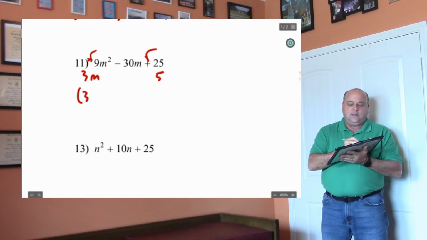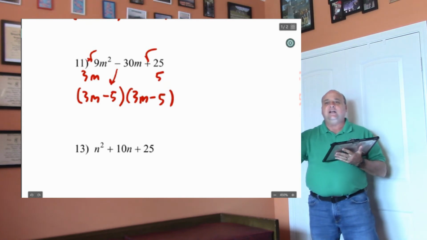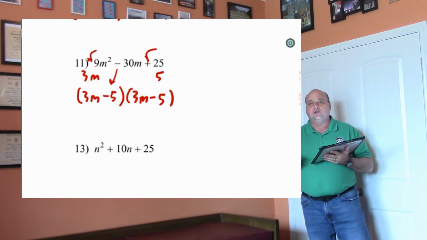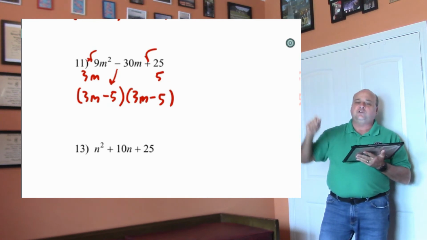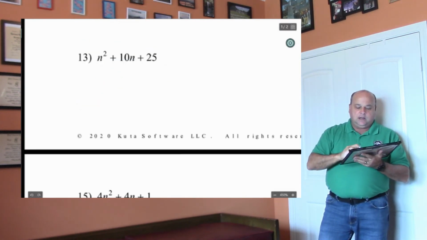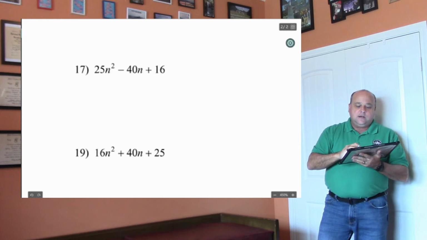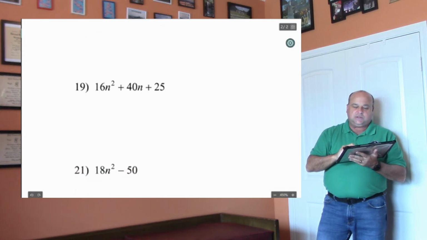Okay, so I'm going to write down 3m, and this sign drops. Minus 5 and 3m minus 5. The signs are going to be the same because that middle term's there, right? If the middle term's eliminated, the signs are opposites. I'm going to let you do 13. Number C.